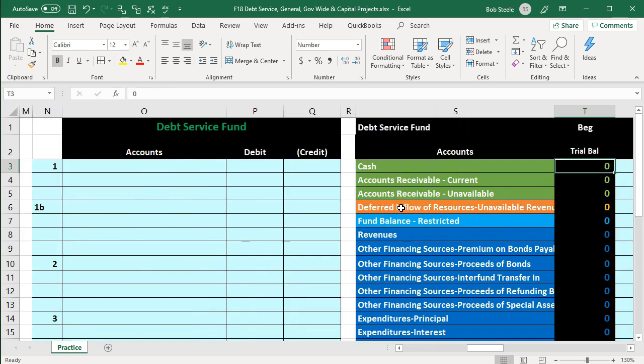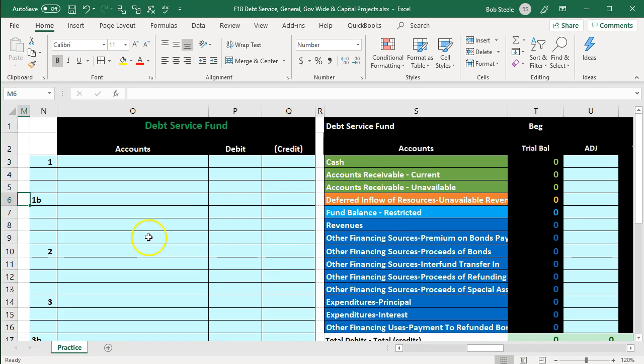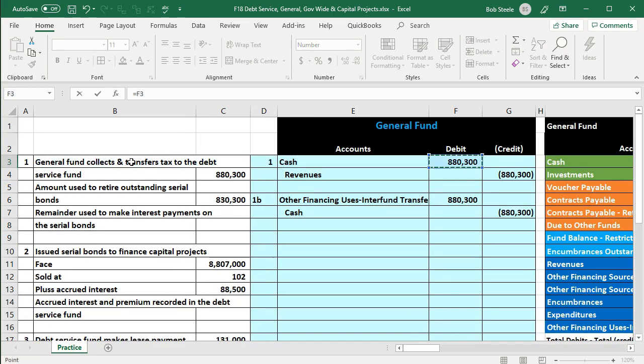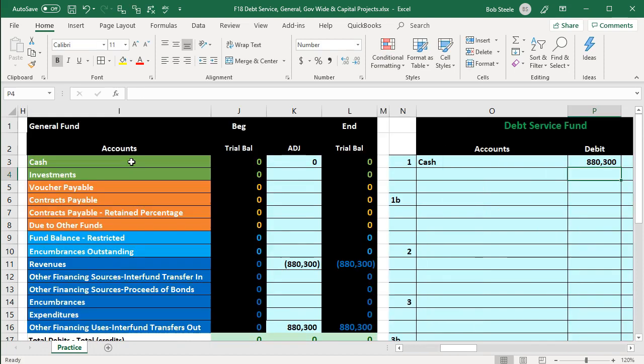So now we're in the debt service fund. This is really where our focus is. And here we're going to say that the cash was transferred in. So we got transferred in cash from the general fund. So cash is going up by that 880,300. So it's going to be going up in essence by this amount of the transfer.